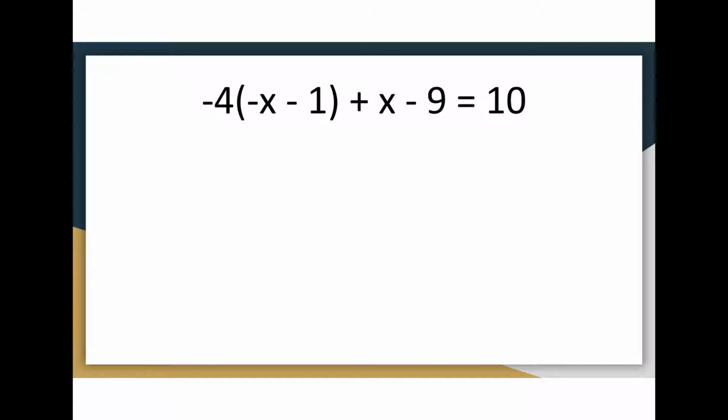Back at it again with day 4. So let's do some algebra. All right, here is our first problem. Go ahead and pause the video, give it a shot on your own, and then I'll go through it with you.